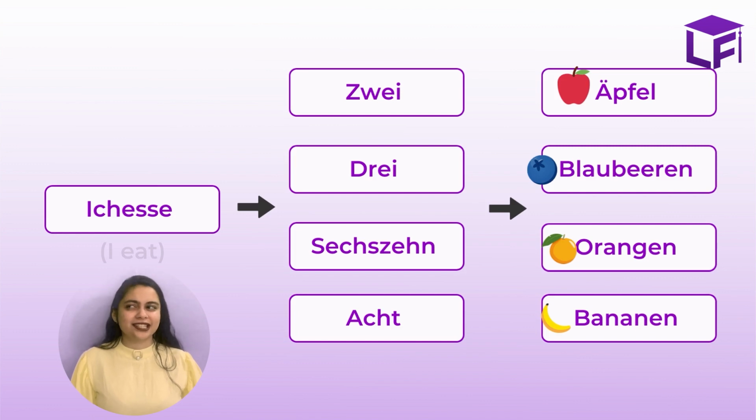But isn't it practically impossible to eat 16 apples at a time? Or 16 bananas or oranges? I know you can't do it, neither can I. Alright, so now moving on to the sentences. The third one says, Ich esse 13 Blaubeeren. Yeah? And how will you make the last sentence?